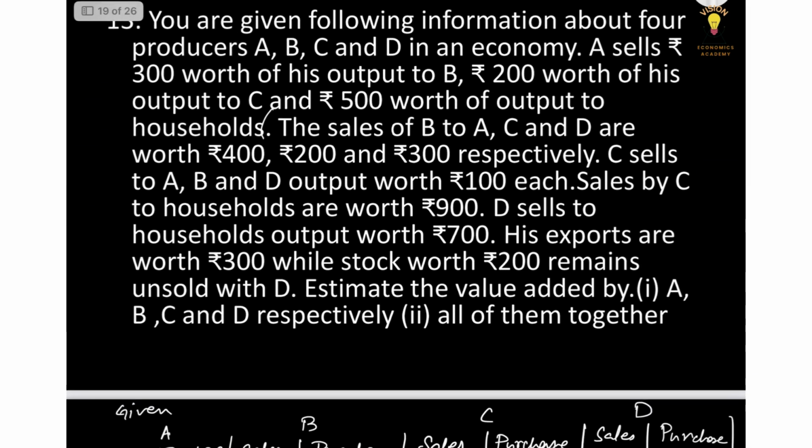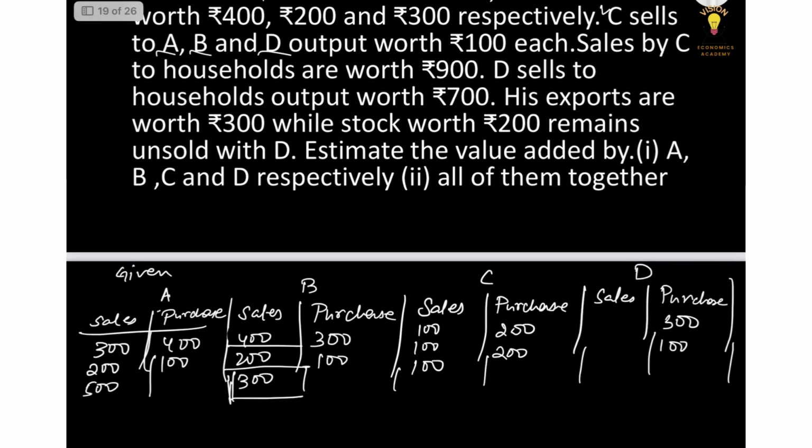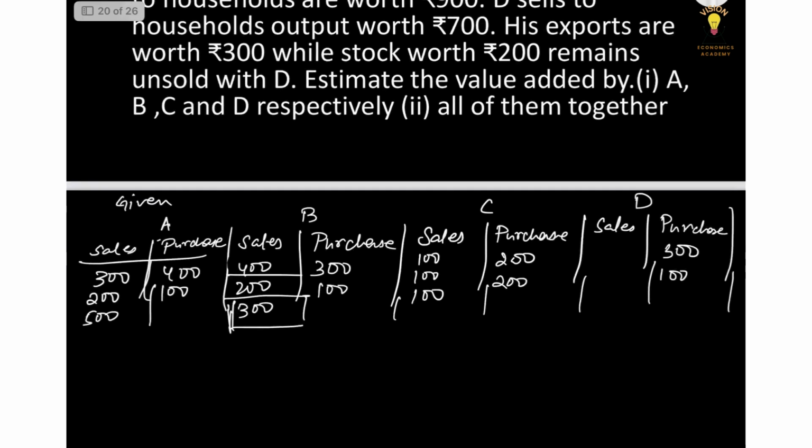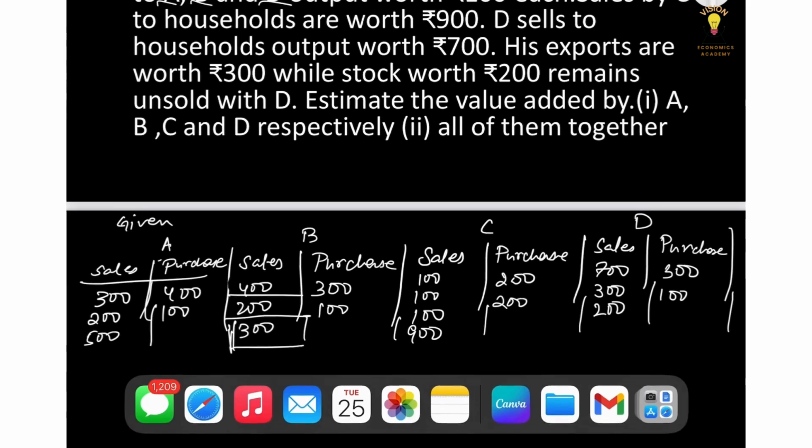Now C sells to A, B and D output worth 100 each. So C's sales become 100, 100, 100, and it sells to A, B and D, right? Sales by C to household are worth 900. Let's get added. Now D sells to household worth 700. His exports are 300 worth, while stock worth 200 remains unsold. Okay, but it will be counted in this year only.